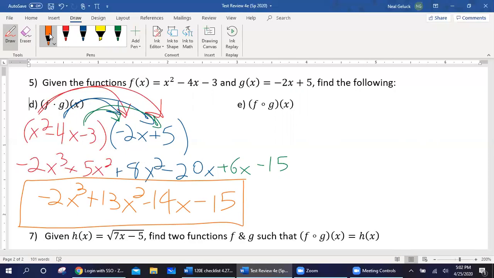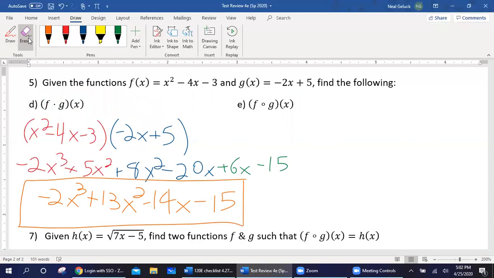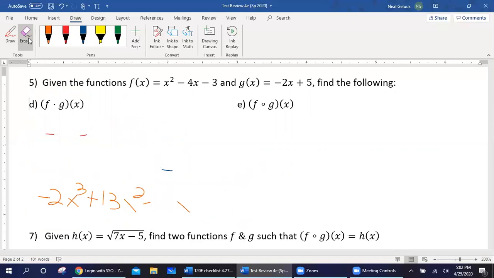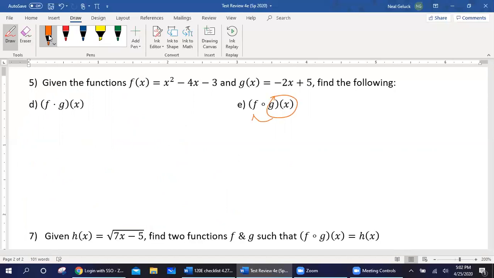Now notice letter E looks very similar, and actually I just realized I had 2 letter D's on this. Oh well, no worries. For letter E, it's composition though, it's not multiplication. So for letter E, f of g of x, this means take your g function and plug it in wherever you see an x in the f function. So I'm actually going to take negative 2x plus 5. I'm going to pop it in there and there.